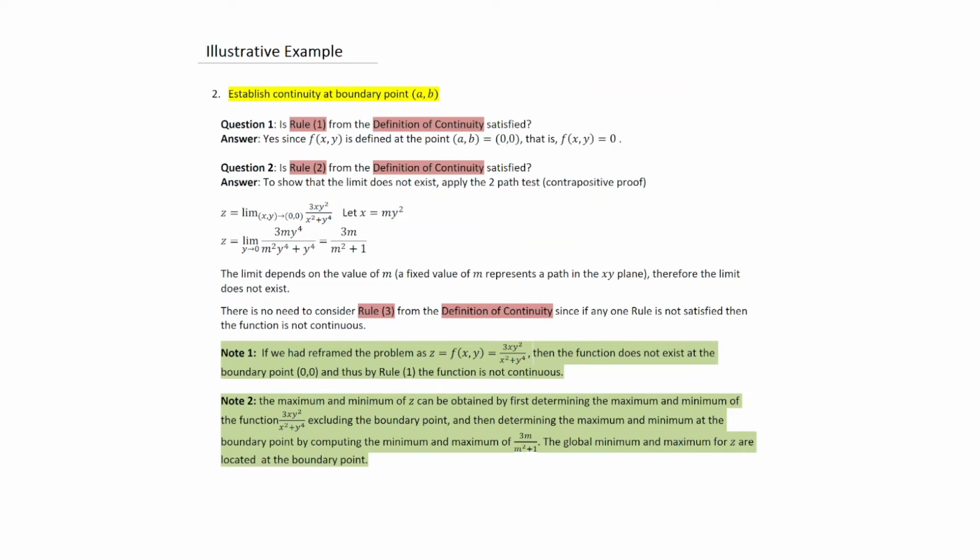Well, the maximum and minimum of z can be obtained by first determining the maximum and minimum of the function 3xy squared divided by x squared plus y to the fourth, excluding the boundary point, and then determining the maximum and minimum at the boundary point by computing the minimum and maximum of 3m divided by m squared plus 1. All right, the global minimum and maximum for z are located at the boundary point.